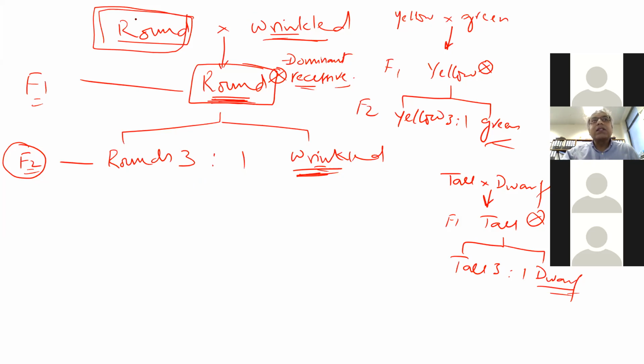Because we crossed, so this is, let's say, father and this is mother. And in the progeny, we took seeds of the cross, we grew them. Now these seeds, all these seeds are from progeny of this cross. If they all are round, that shows wrinkle disappeared in F1. Clear? Is it clear?